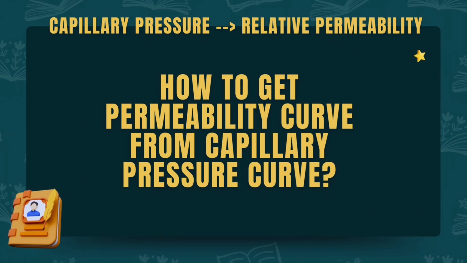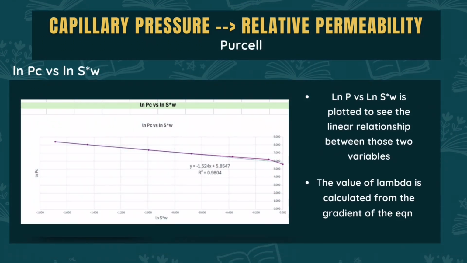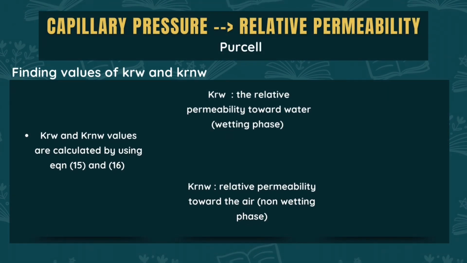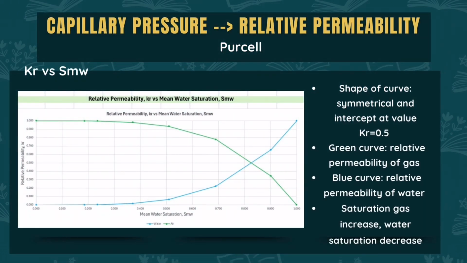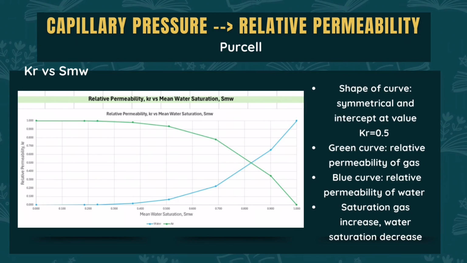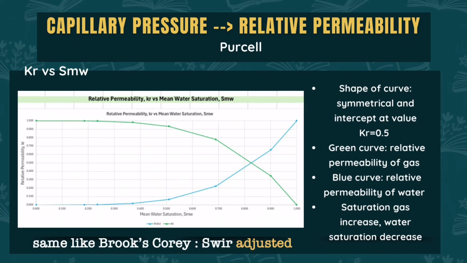For the final model, which is the Purcell model, the gradient value of negative 1.524 and lambda obtained of 0.656 are used to find the relative permeability of air and water using the equation shown. The shape of the Purcell relative permeability curve is different from the Brooks-Corey. The curve is symmetrical. The same case in the Brooks-Corey model also applied in this curve due to the adjusted irreducible water saturation. The green curve represents relative permeability of air, while the blue curve represents relative permeability of water. It was interpreted from right to left as the saturation of gas increases, the saturation of water decreases.